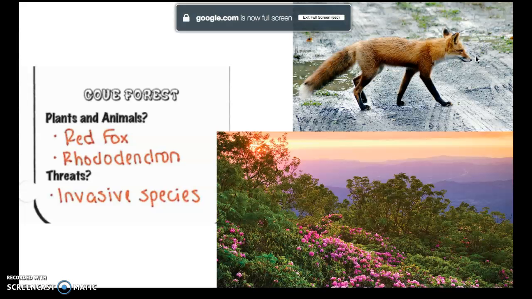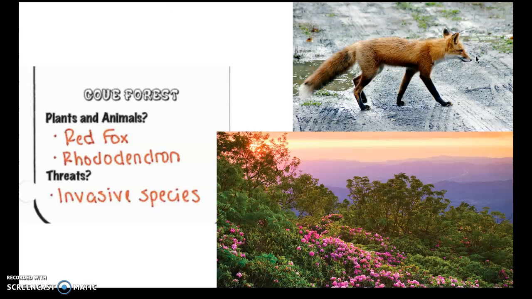Okay, and then the last mountain ecosystem is called the Cove Forest. The plants and animals that live there are red fox and the rhododendron, which is this purple flower right here, and you actually get a nice pretty picture of the Blue Ridge Mountains of North Carolina in the background. Threats to this ecosystem, again, are those invasive species, or the species that do not normally live there, so they're non-native. A native species is one that's always been there. Invasive means that they were brought or transported there some way.